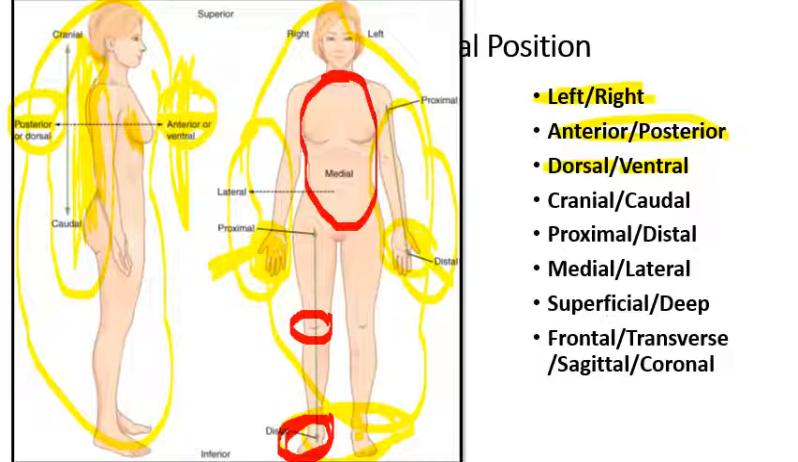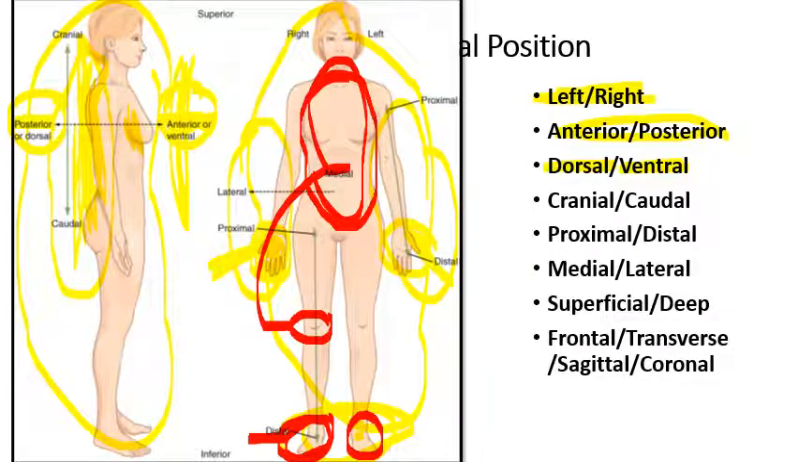So in this case, we would say that the knee is proximal to the foot because the knee is closer to the trunk than the foot. And then we would also say that the foot is distal to the knee because the foot is farther away from the trunk than the knee. Do you see how that works? Distal and proximal are two relative terms that we use to describe how close a body part is to the main trunk of the body.